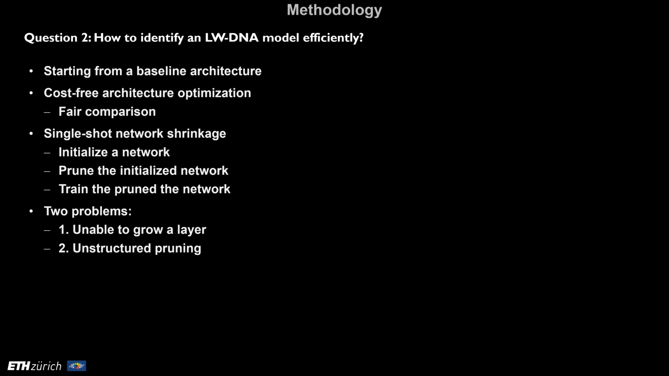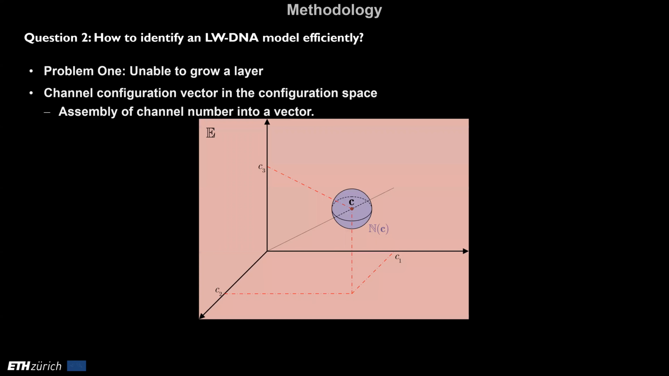But there are two problems with this method. First, it is unable to grow a layer, and secondly, it is only valid for unstructured pruning. So next, we are going to deal with these problems. So in the figure, we show the configuration vector of a predefined network. So we can start from the vector C here.